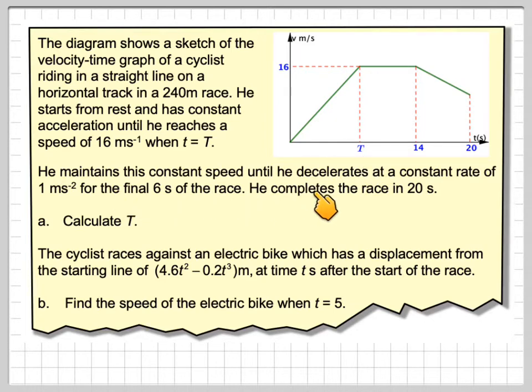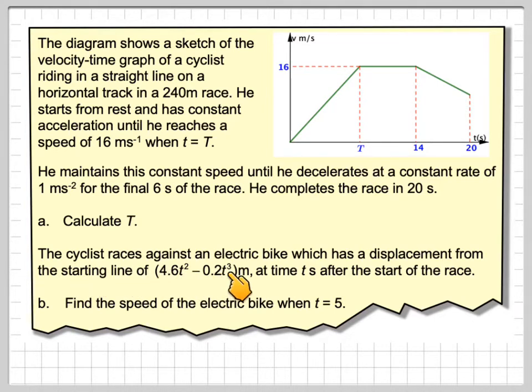He maintains his constant speed and decelerates at a constant rate of 1 meter per second squared for the final 6 seconds of the race. So for the final 6 seconds, this will be 14. If it's 20 altogether, if he completes the race in 20 seconds, calculate the value of t.